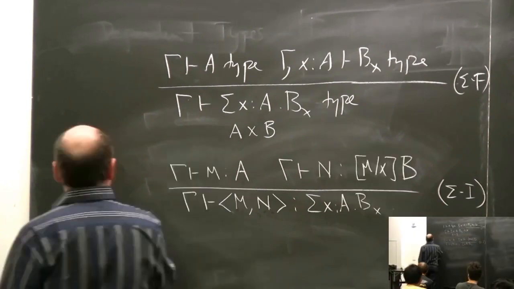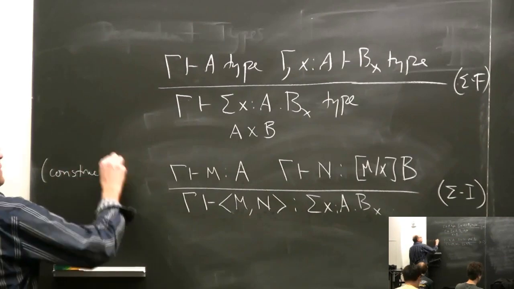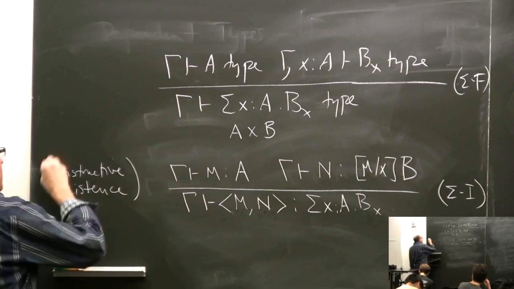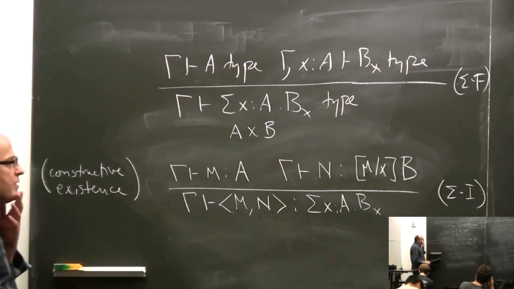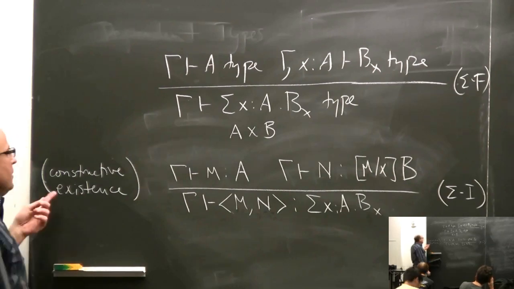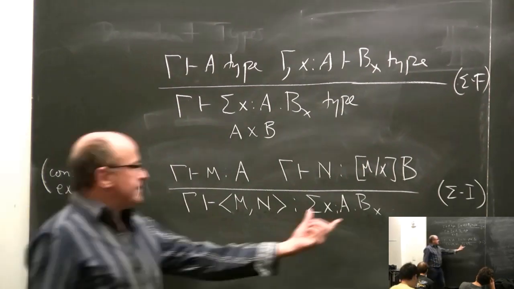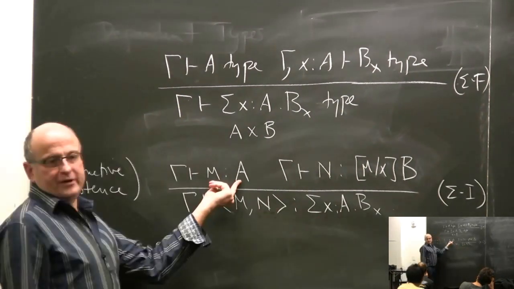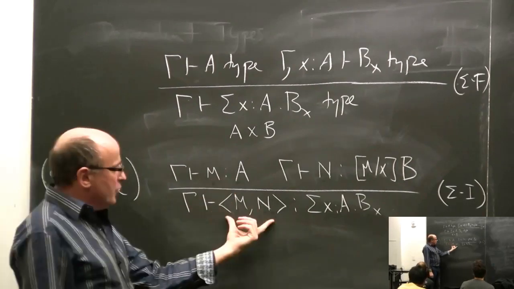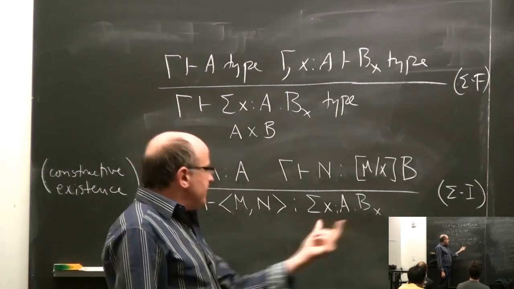So the point is that this is supposed to represent what is usually called constructive existence. And it's called that for the same reason that our treatment of disjunction was called constructive disjunction, because in order to show that something exists, you're required to cough it up. That's the important point.